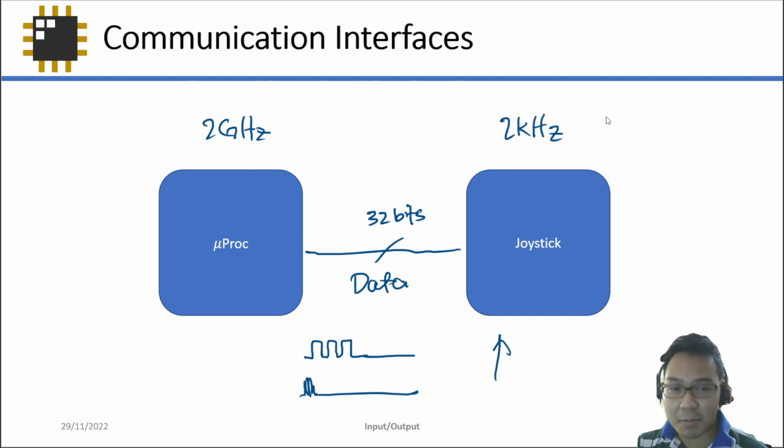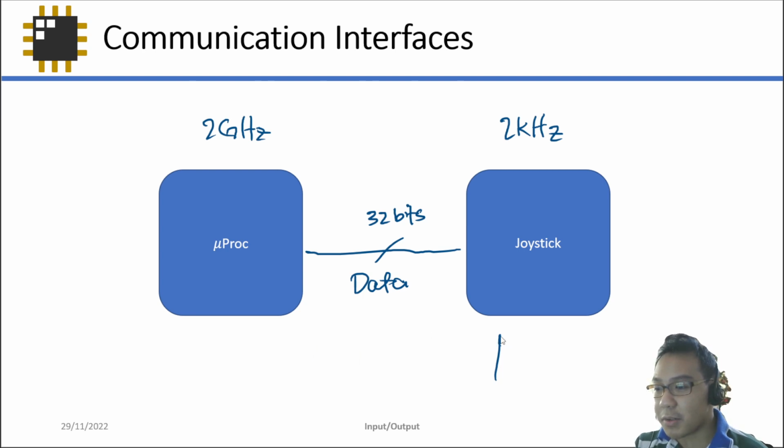So what would happen is that in the time that it takes for the joystick to try to read one bit, the microprocessor will have sent like a million bits. So what happens here is that it looks like a spike to the joystick, and the joystick will not be able to understand the information that the microprocessor has sent. So what they need to agree on is how fast the communication will be.